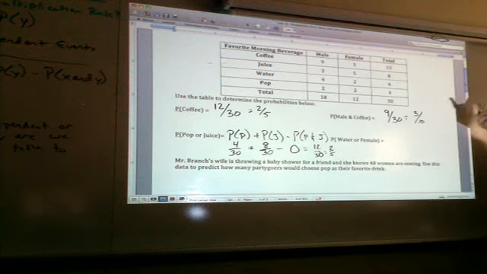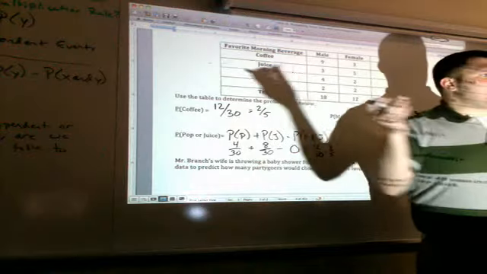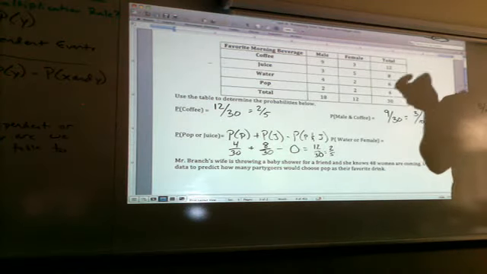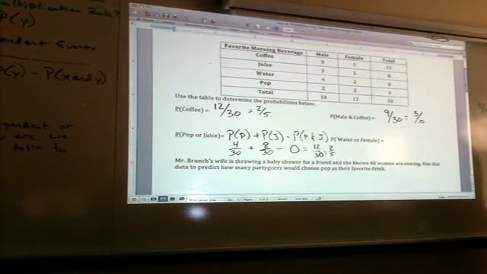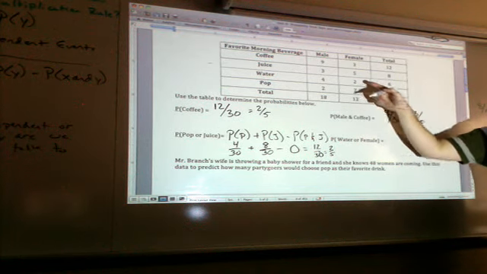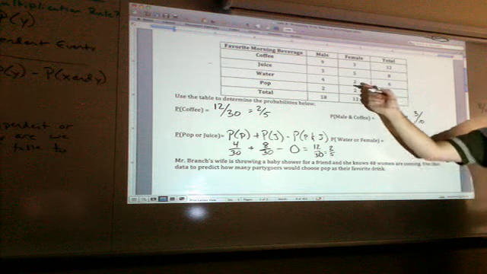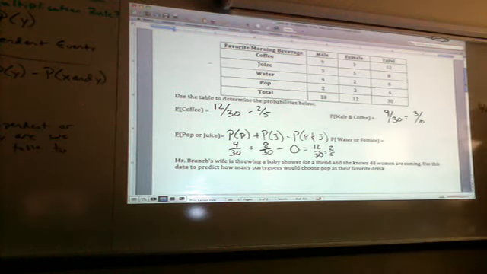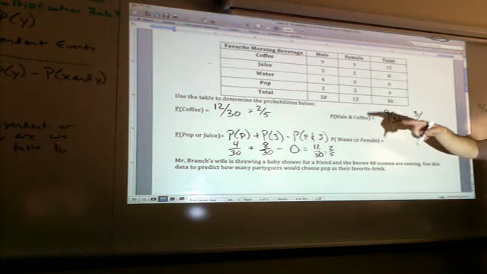Now that's incorrect because if I do that, I'm only adding the probabilities of each. I'm not worried about the overlap. These overlap where? At the female and water. There are 2 women who like water. So we can't just add these and get our answer. We have to use the equation.